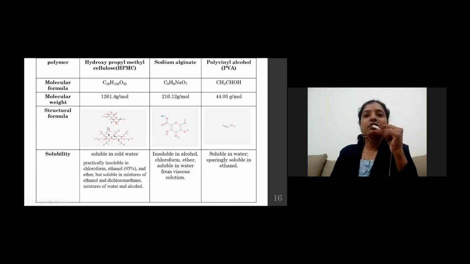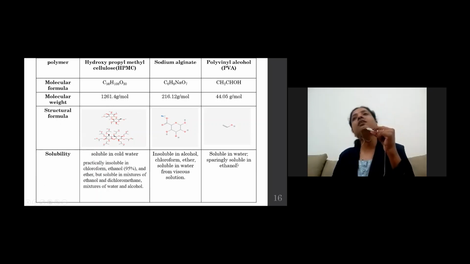These are the other polymers that I have used: hydroxypropyl methyl cellulose, HPMC, sodium alginate, and PVA. These are the molecular structures and molecular weights. All these polymers are soluble in water except PVA, which is not soluble in cold water. It has to be heated and then solubilized.